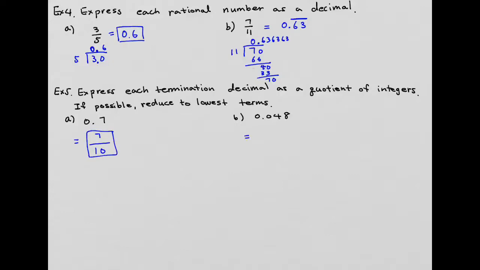So then let's try this one. Whatever the number is will be the numerator. You don't write 0 in front of the number, so just 48. And then the denominator will be a 1 with the same number of zeros as the number of decimal places, right? So we have 3 decimal places, right? So it will be 1,000.